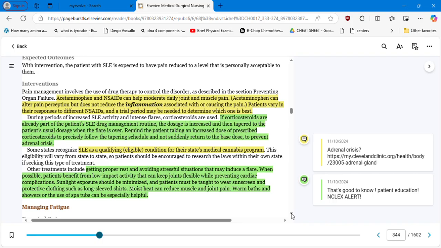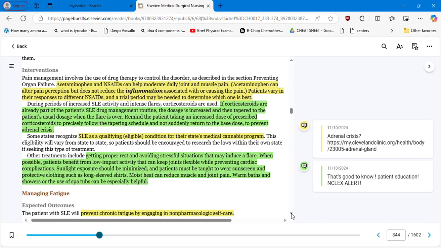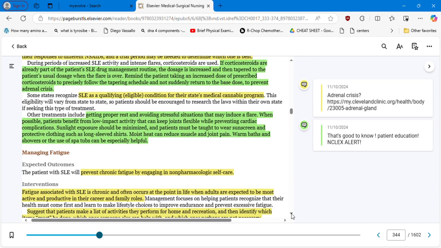Also, corticosteroids are already part of the SLE patient's drug management routine, and the dosage is increased and then tapered to the patient's usual dose when the flare is over. Remind the patient taking an increased dose of prescribed corticosteroids to precisely follow the tapering schedule and not to suddenly return to the base dose, to prevent adrenal crisis. And we know the adrenals are located on top of the kidneys, and they are the ones releasing glucocorticoids and mineralocorticoids, right? So we don't want to cause a problem in the adrenal.